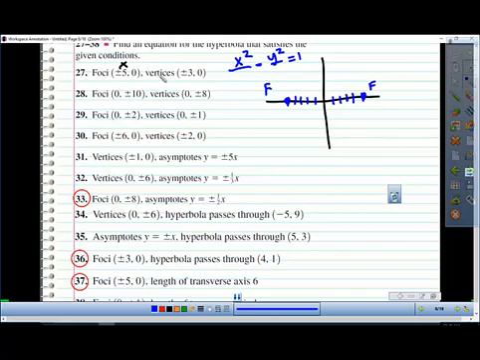Okay, then it says the vertices are 3. So that means 1, 2, 3. That's where my vertex is. So this is going to be 3, and then 1, 2, 3. That's where my other vertex is. So then this guy goes like this and opens up this way and opens up this way. So remember, underneath the x, that's going to be the distance going here. So since it's 3, that's my a. So a squared would be 9.